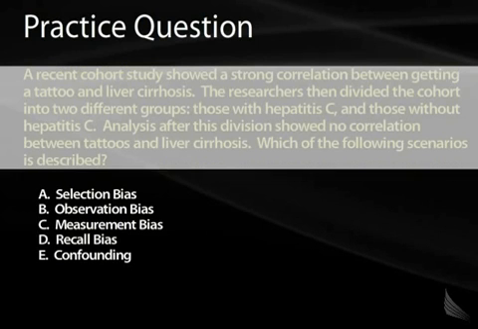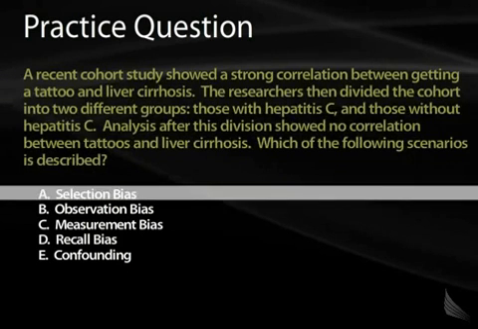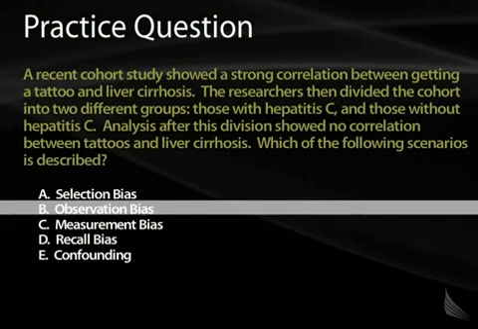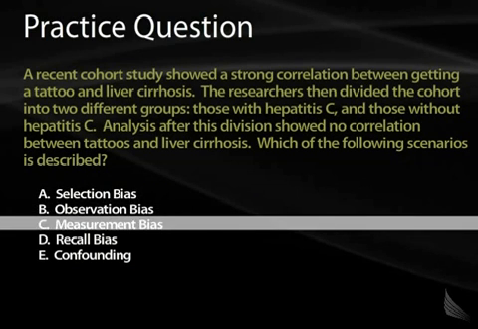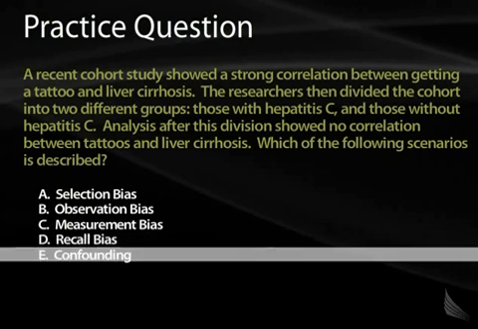Practice question. A recent cohort study showed a strong correlation between getting a tattoo and liver cirrhosis. The researchers then divided the cohort into two different groups, those with hepatitis C and those without hepatitis C. Analysis after this division showed no correlation between tattoos and liver cirrhosis. Which of the following scenarios is described? A. Selection bias, B. Observation bias, C. Measurement bias, D. Recall bias, or E. Confounding.